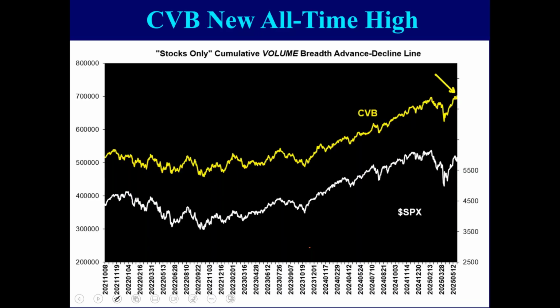But here's what I was talking about. Right here, on May 16th actually, cumulative volume breadth went to a new all-time high. You can see it's back to a new high. But at that time, the S&P was still down around 5,700 or so and had not yet made a new all-time high. So we bought calls at that point and have ridden that all the way up. And I'm still considering that a positive indicator because the cumulative volume breadth is still making new highs.